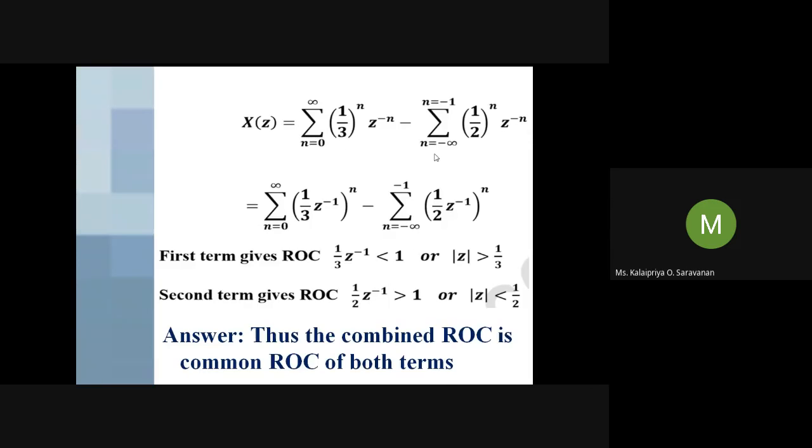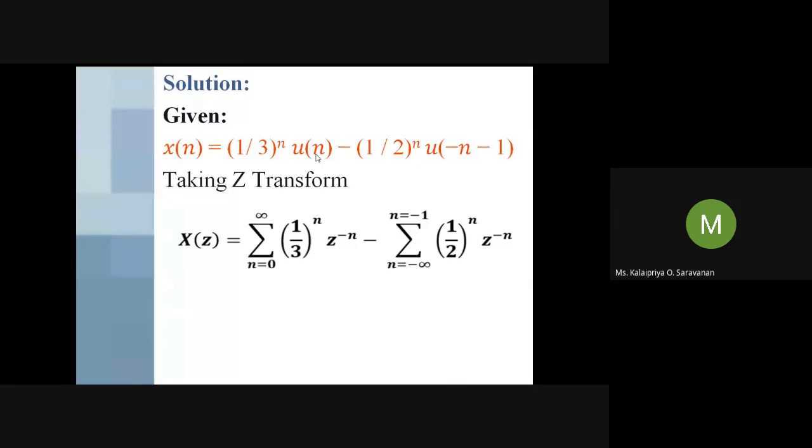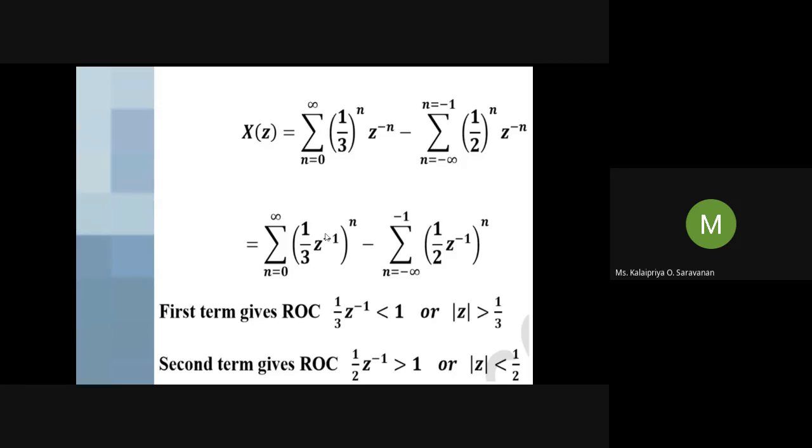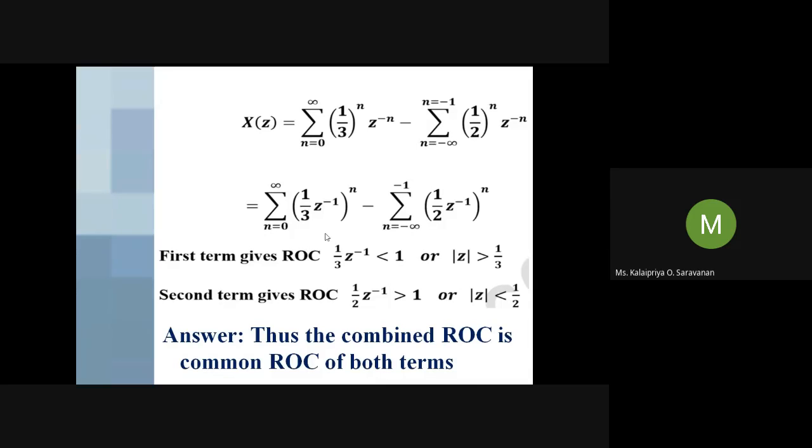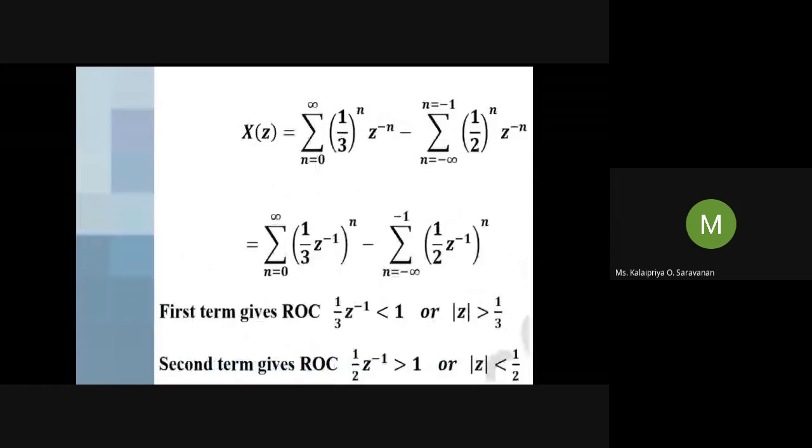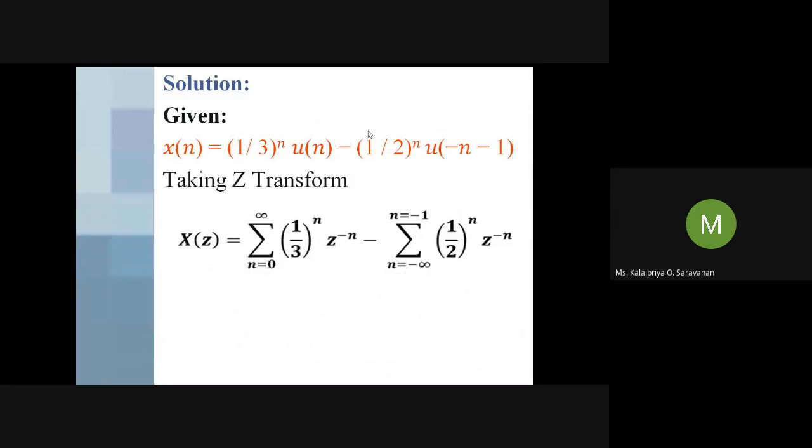Suppose the same signals are subtracted. What will be the ROC? We'll take the previous expression itself. What is the previous expression? The previous question: (1/3)^n u of n minus (1/2)^n u of minus n minus 1. This is x1 of n, and this is x2 of n. These two are in subtraction, I mean a negative term. The ROC we obtained for this is 1/3 less than |z| less than 1/2. Suppose the same question had a plus here. What will be the ROC? That is what they are asking you in this question.